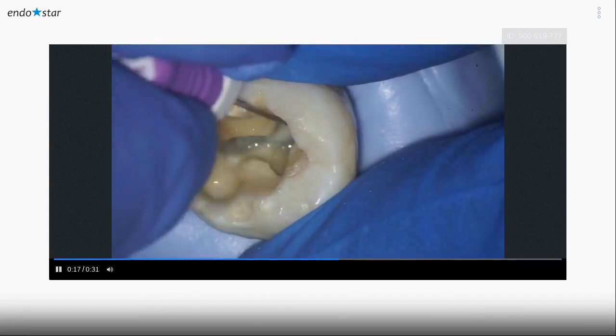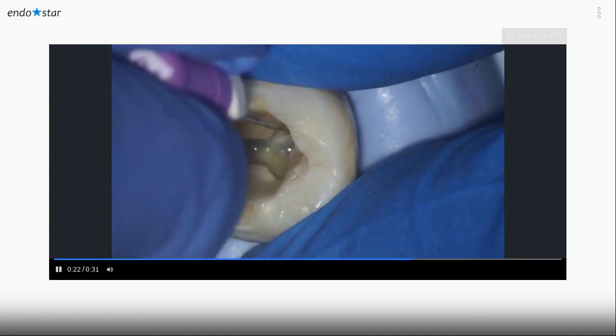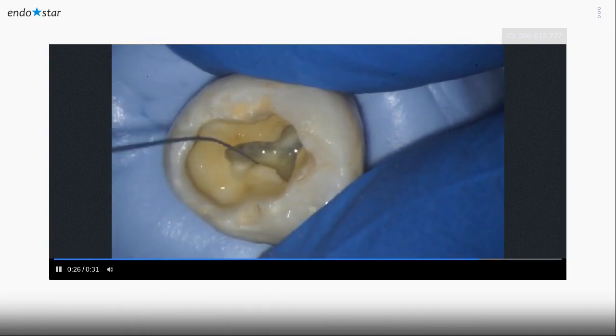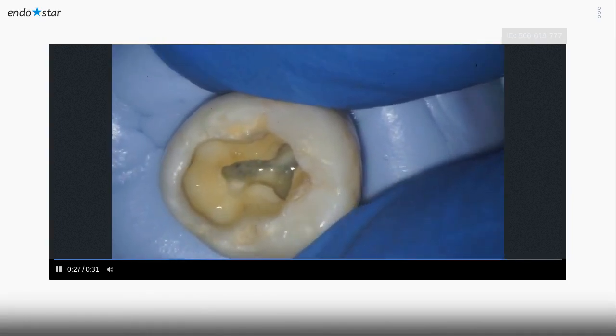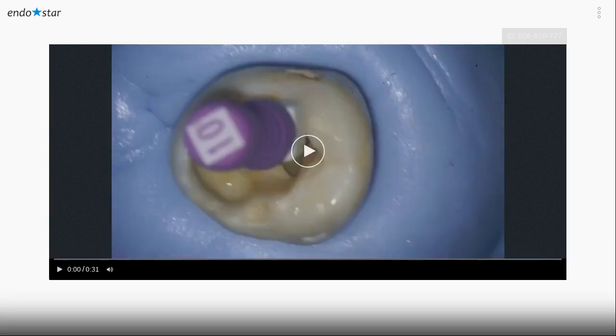Let's get back to the presentation. Once the initial glide path is established and secured, we can subsequently expand the canals and carry on with our treatment. I always spend more time on creating a reproducible glide path as it helps me save time later while shaping with larger files.